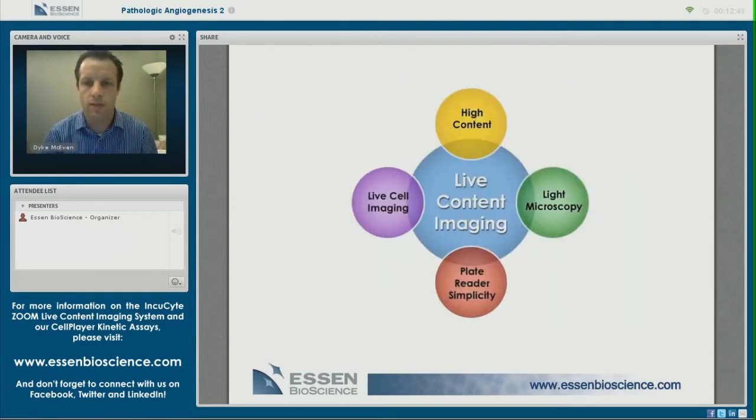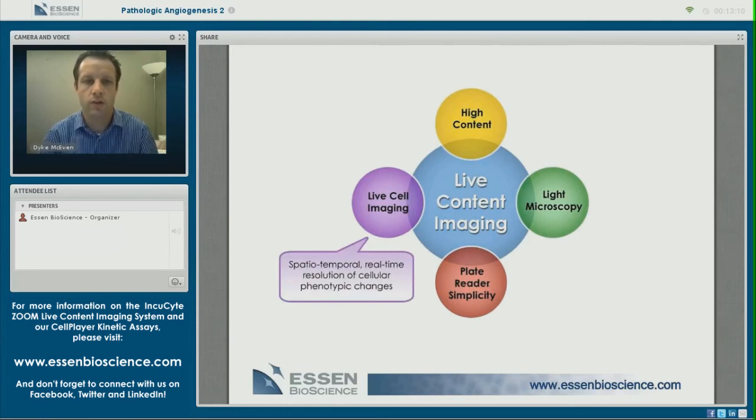For more in-depth discussion about live content imaging, I'm showing you a Venn diagram where live content imaging highlights the special aspects from multiple different techniques used in biology to investigate cells, namely live cell imaging, high content imaging, light microscopy, and plate reader simplicity.